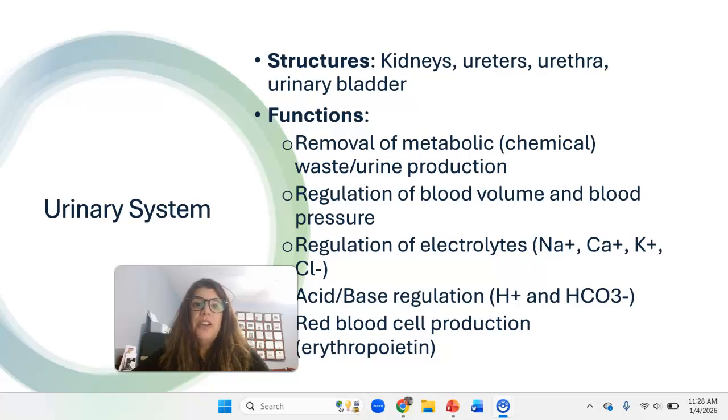This week we're going to look at the urinary and the reproductive systems. Structures in the urinary system include kidneys, ureters, urethra, and the urinary bladder, and its job is removal of metabolic waste and urine production, regulation of blood volume and blood pressure, regulation of electrolytes like sodium, calcium, potassium, chloride, acid-base regulation, which is really important, and that's going to be looking at the concentration of hydrogen ions and a chemical called bicarbonate. And then also your kidneys are responsible for your red blood cell production through the production of erythropoietin.